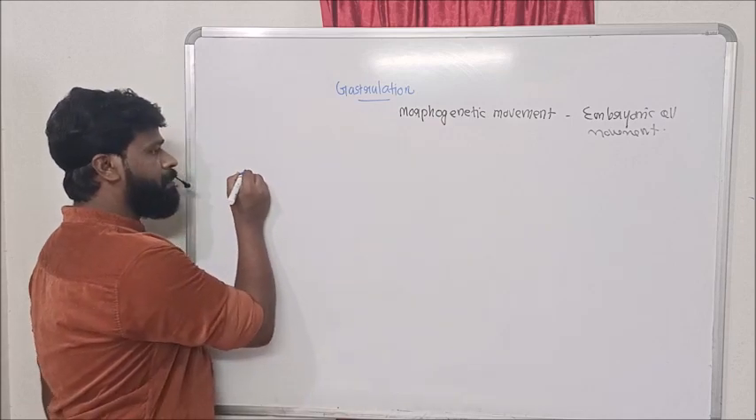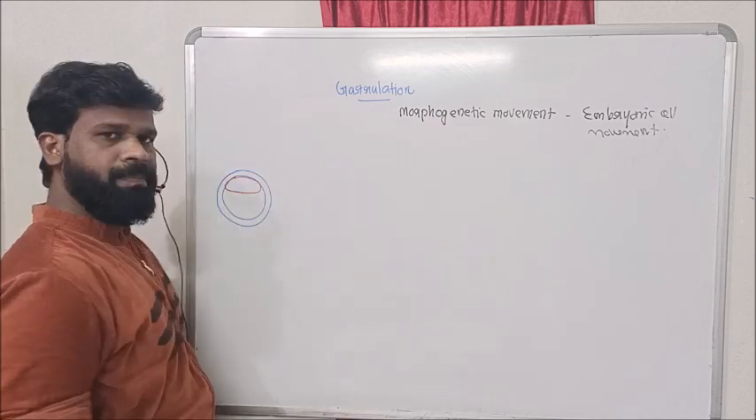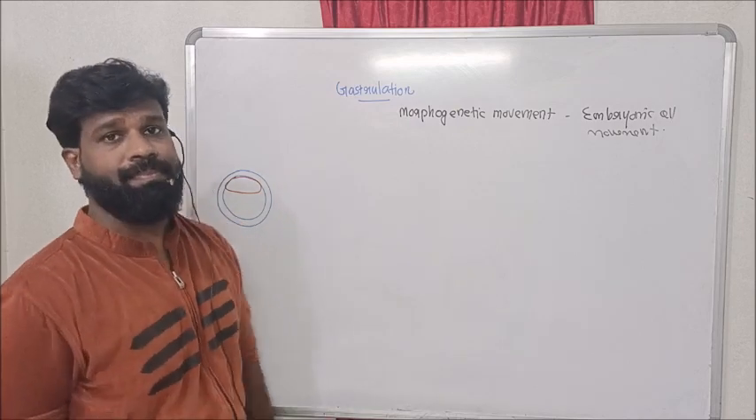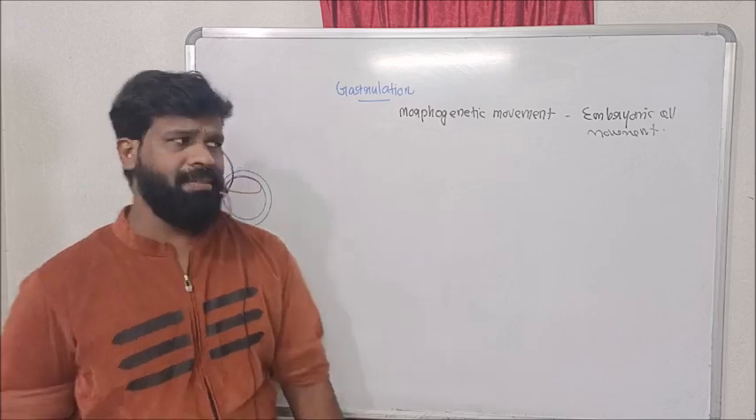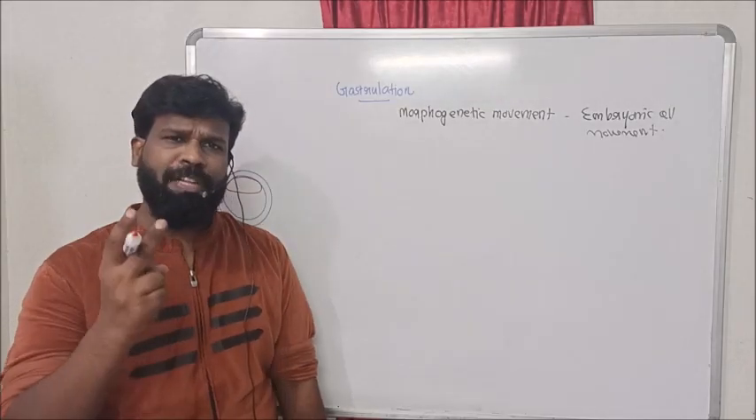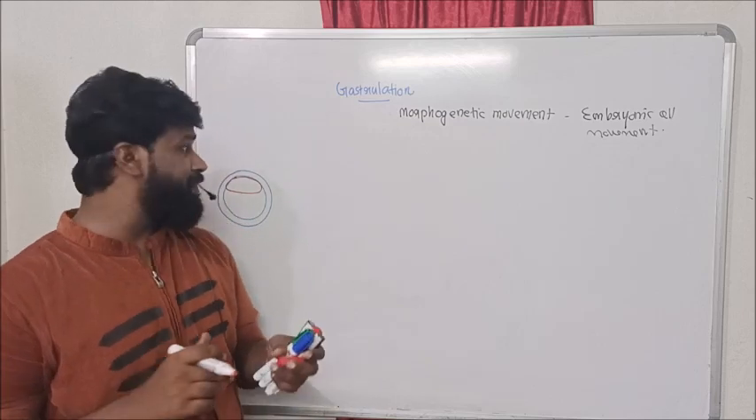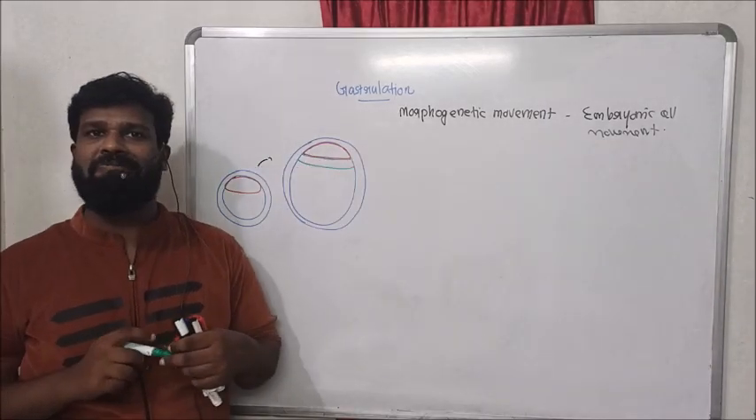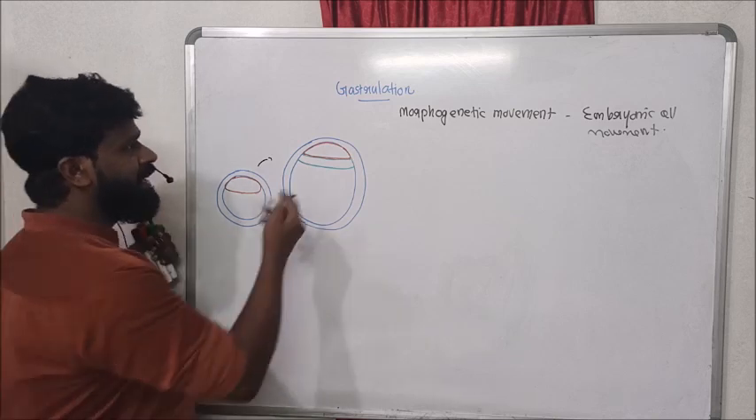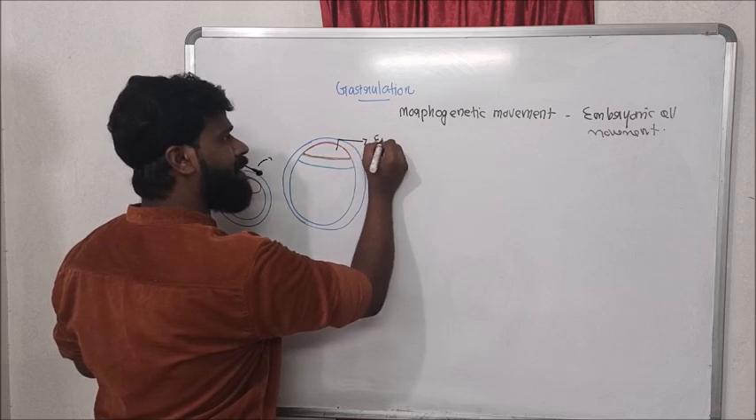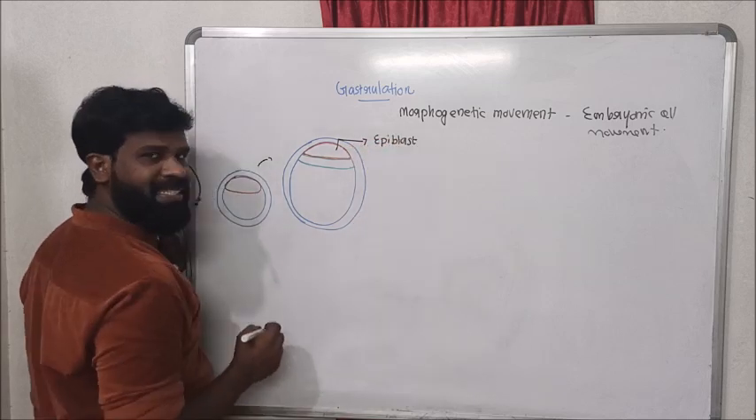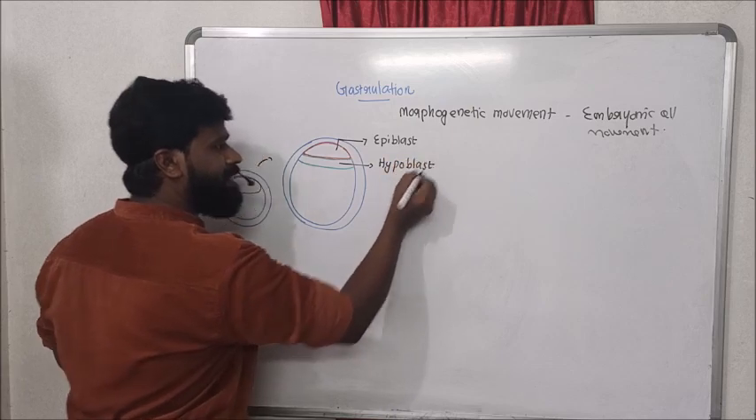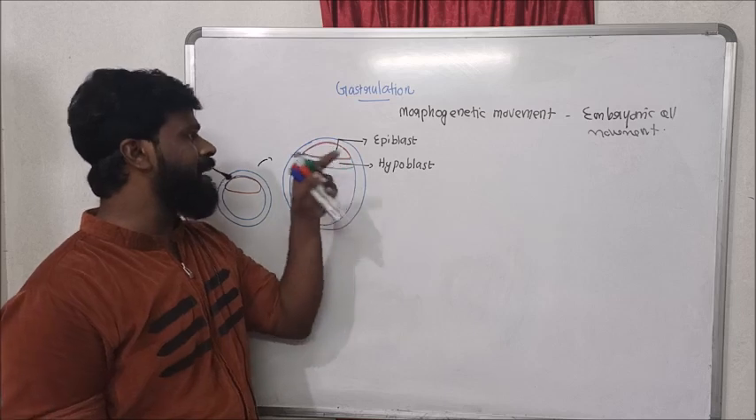We studied about the blastocyst. This blastocyst contains the inner cell mass and the trophoblast, or outer cell mass. After implantation, the cells of the inner cell mass split to form two layers. They are epiblast and hypoblast.